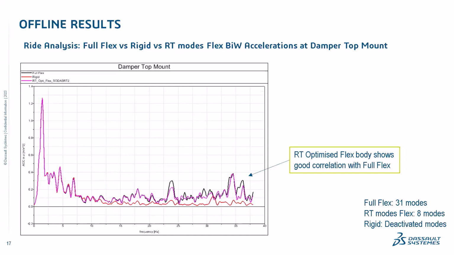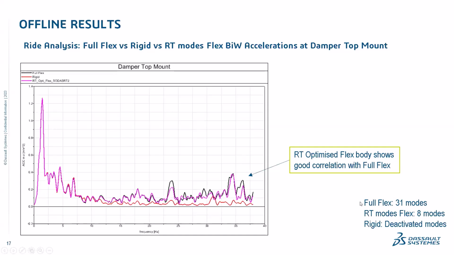Then what we did was we used the newly created RT modes flex body in white. The full flex body in white was using around 31 modes. RT modes flex was using 8 modes that the Simpac auto eigen mode feature generated for us. And the rigid body was still using the flex body in white, but we deactivated all the modes. That's something we could do in Simpac.